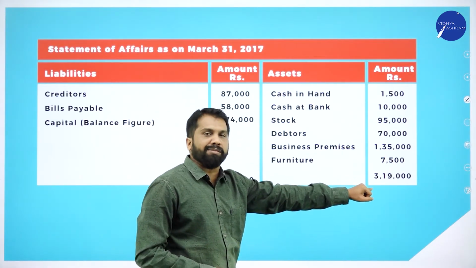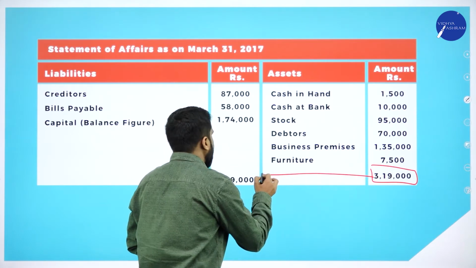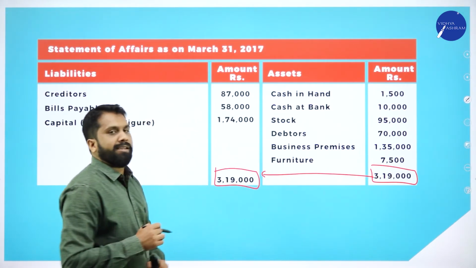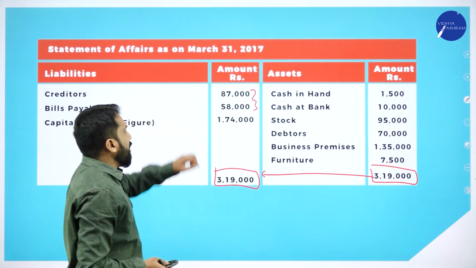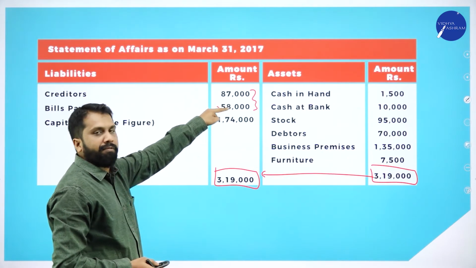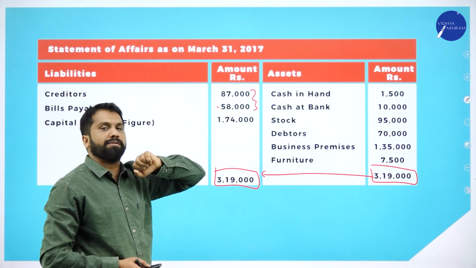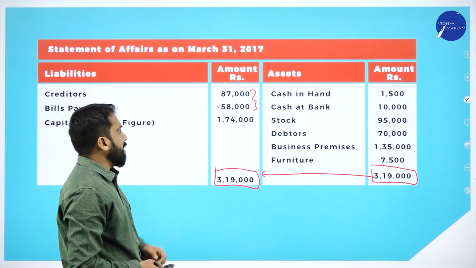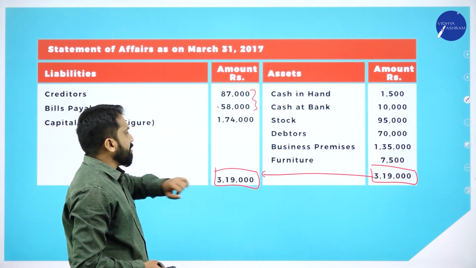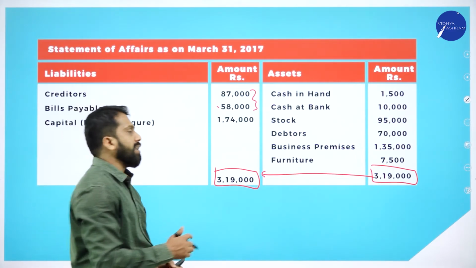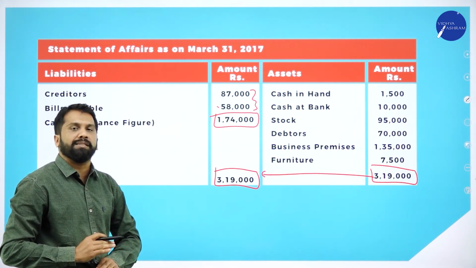Now, everything is copy paste, everything we have written. So 3,19,000 is your total. The same 3,19,000 you should write here also. From 3,19,000 you should minus these two. It will be 1,42,000, 87 plus 58. From 3,19,000, if you minus 1,42,000, you will get how much? 1,74,000. Clear? Any doubt? Hope there is no doubt.